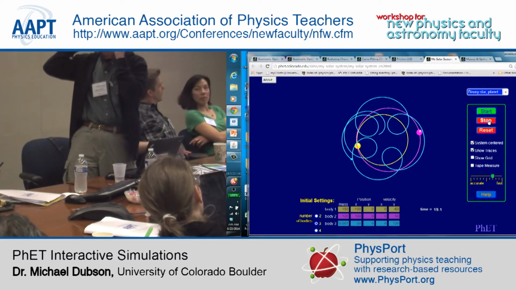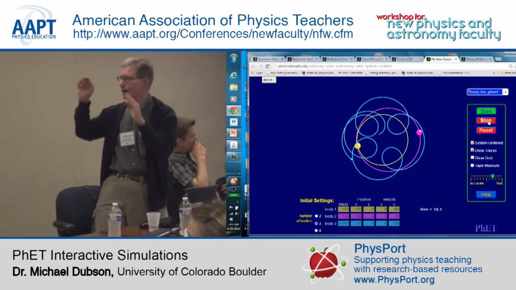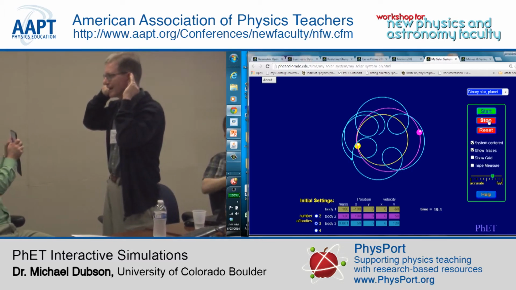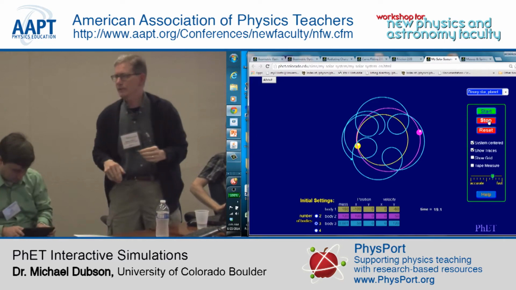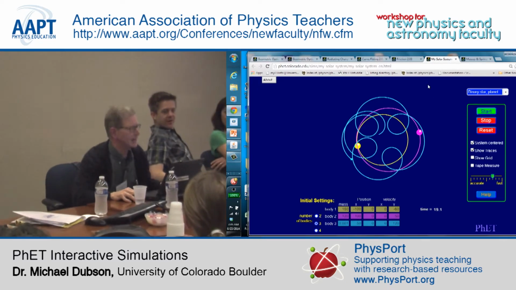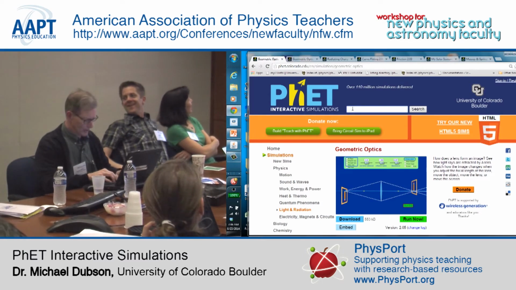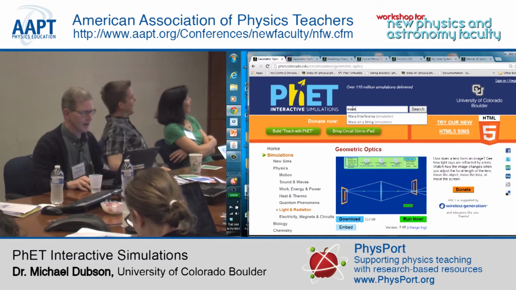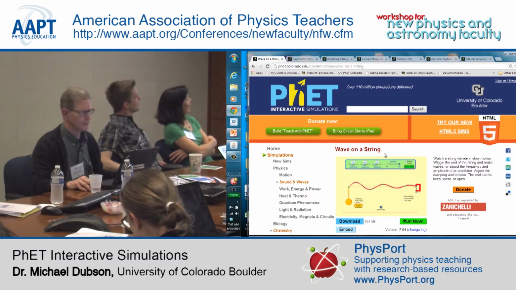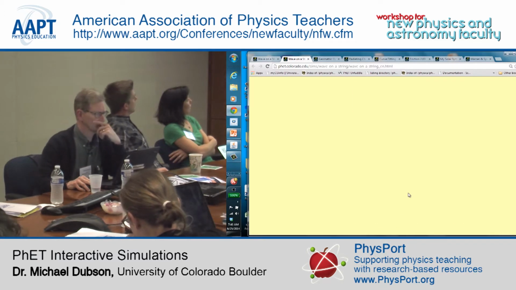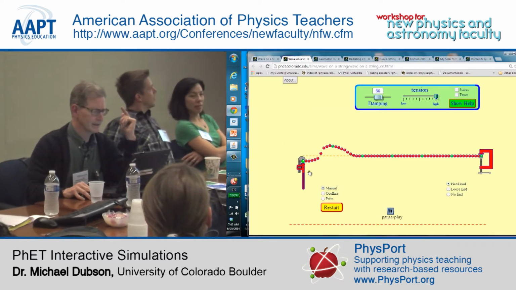How about some wave reflections from the big stand? Some wave reflections? You know, mechanical waves. We've got, yeah, of course we got that. Wave on a string. We've got more than 100, and projectile motion, pendulum, you name it. We do not have that yet.